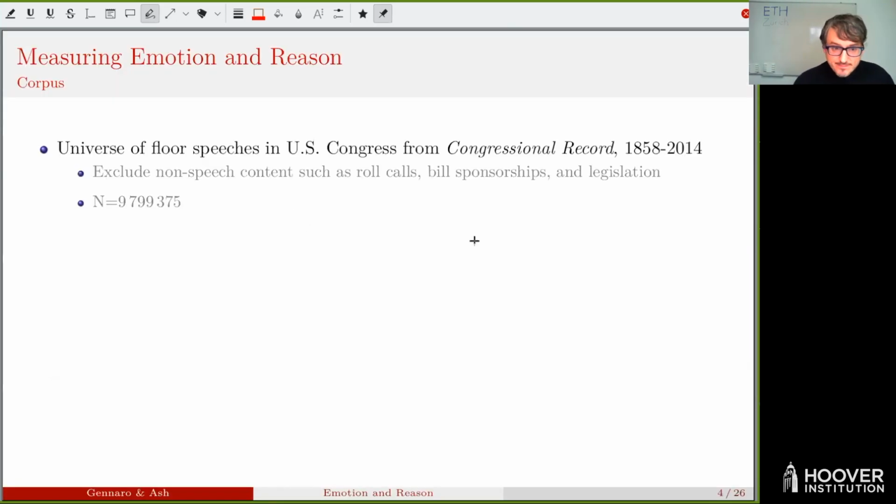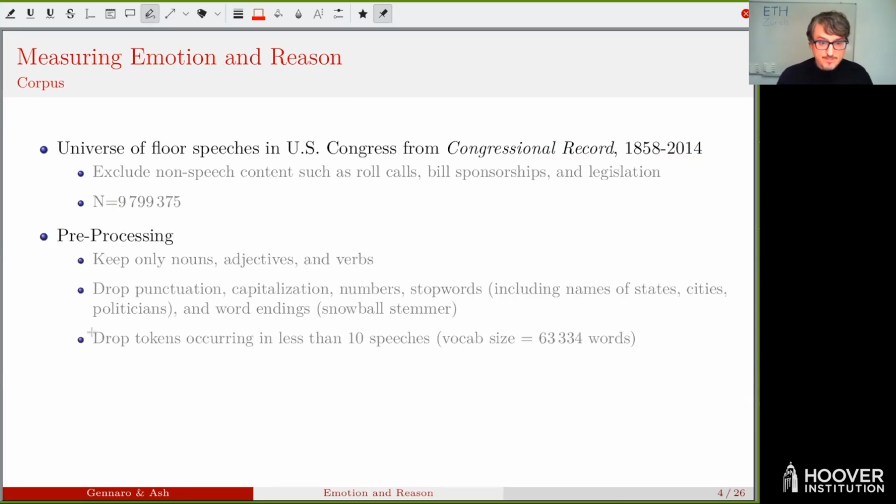So the method. We start off with a corpus. This is what you need for text analysis. We have the universe of speeches from the US Congress from the Congressional Record from 1858 to 2014. Even after excluding things that aren't speeches, such as roll calls, bills, and legislation, we have 9.8 million speeches, or 9.8 million documents, in our data set. We pre-process them following some relatively standard approaches in the text as data literature. We keep nouns, adjectives, and verbs because these parts of speech are more informative about the emotional or rational content of language. And we do some other pre-processing, such as dropping punctuation and word endings.